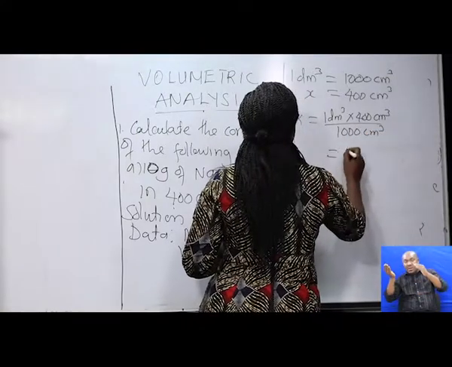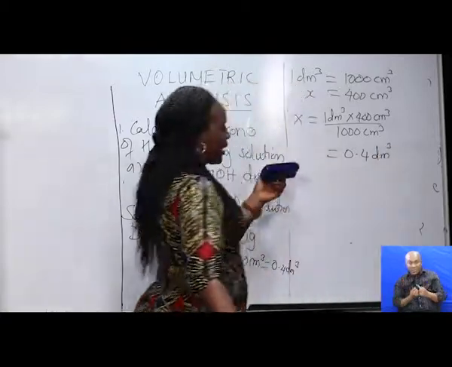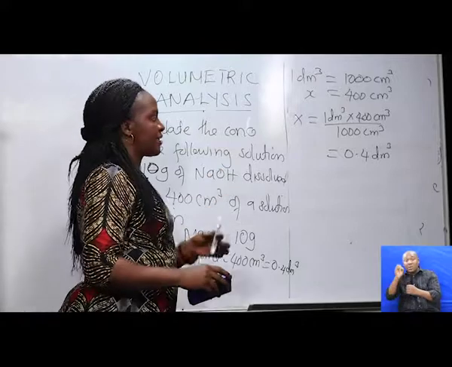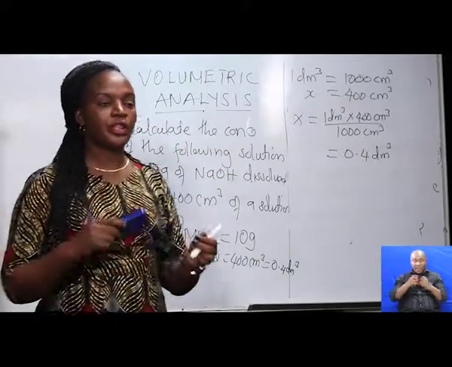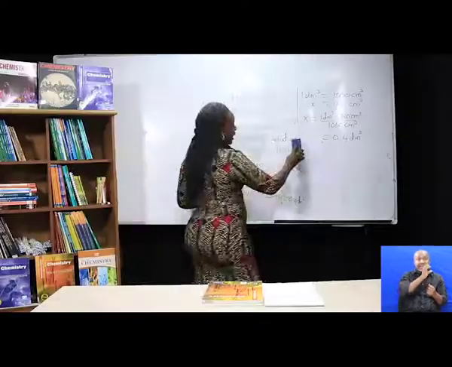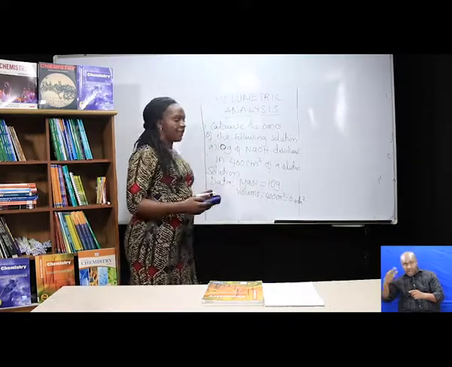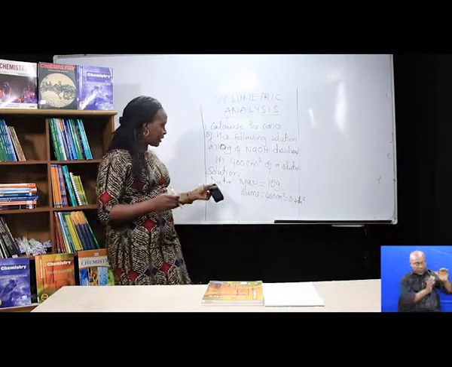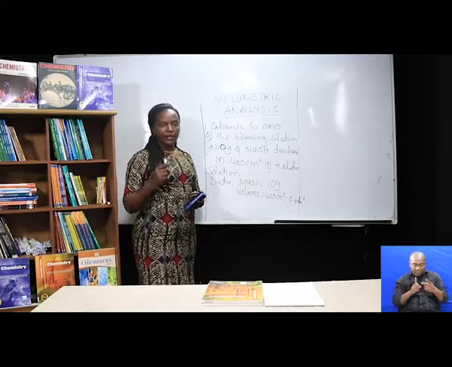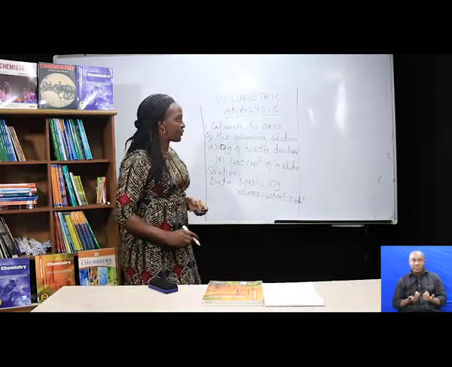So the answer will be equal to 0.4 decimeter cubic. This is where 0.4 is obtained. I was just reminding you how we convert centimeter cubic into decimeter cubic. Now we can proceed with our requirement. We are supposed to find the mass concentration. Now we have the data, that is mass, and we are also given the volume. What next is to find the formula on how to calculate the mass concentration.